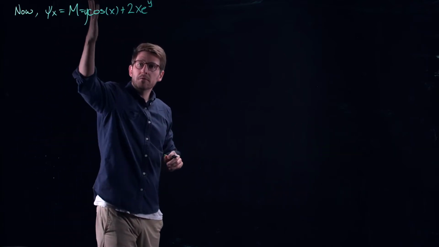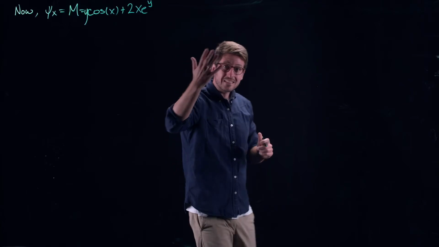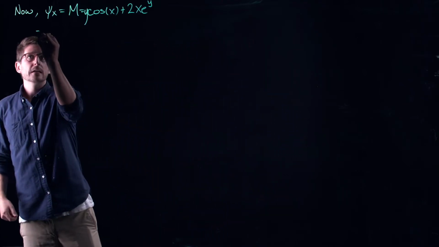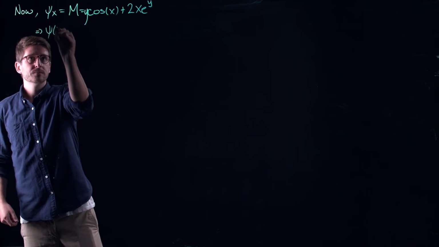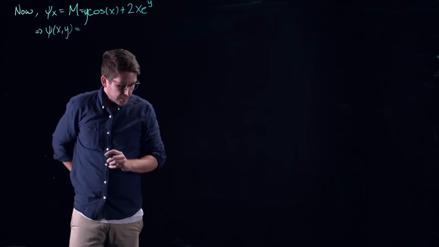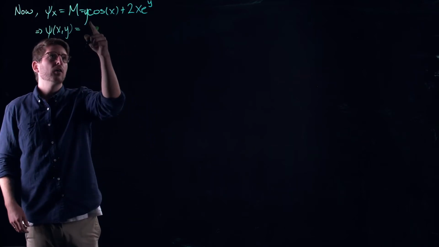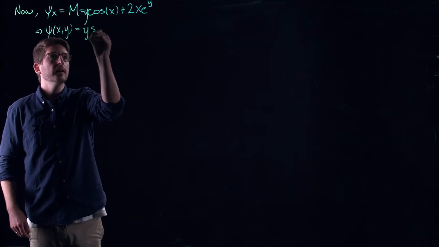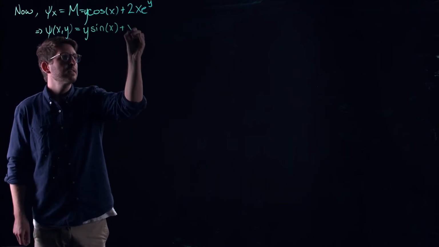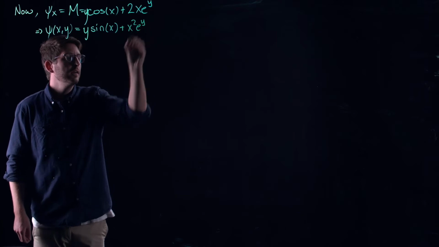I've got a derivative of a function. We know how to undo derivatives. It's just a simple integration. So if I integrate with respect to x, I get that the potential psi of x, y is equal to, now treating y as a constant, y sine of x, that's integrating y cos of x, plus x squared e to the y.